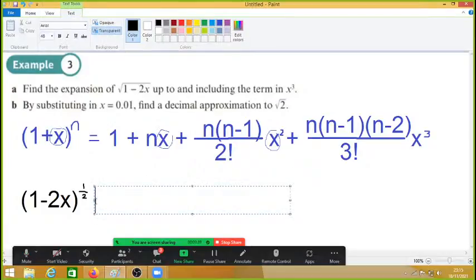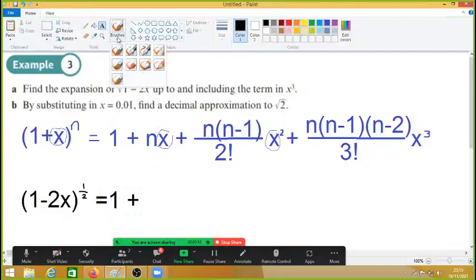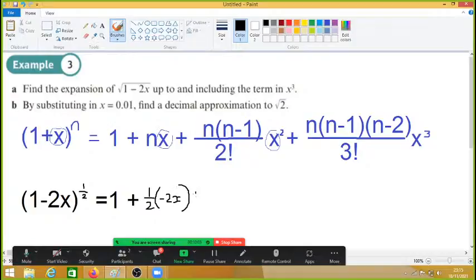First thing will be just 1. Then will come the n is a half. And x is your minus 2x. So that's going to become a half, and then times by minus 2x. Remember, don't simplify and substitute in one go. Just try to get the substitution done first. Okay, so that's the first two terms.